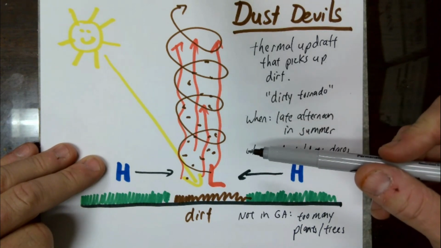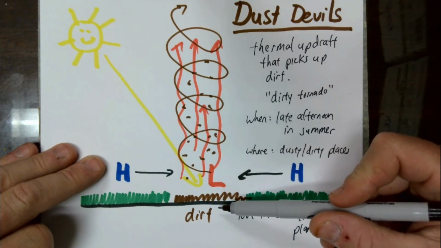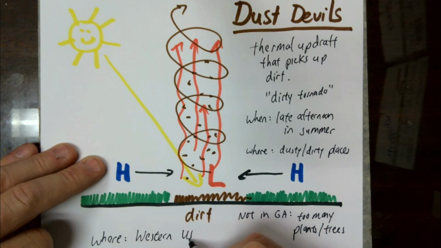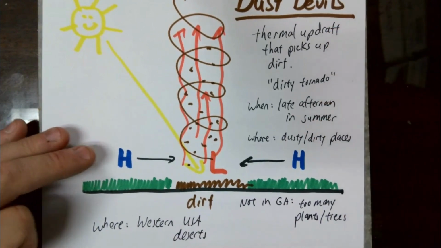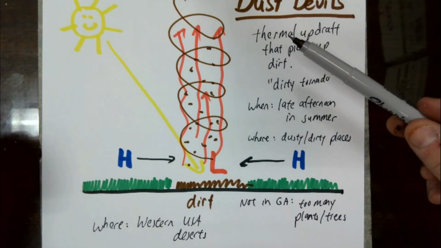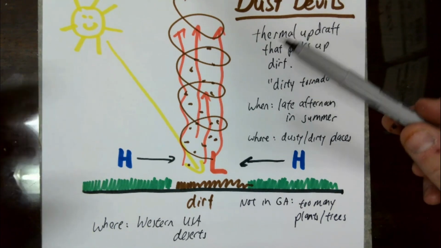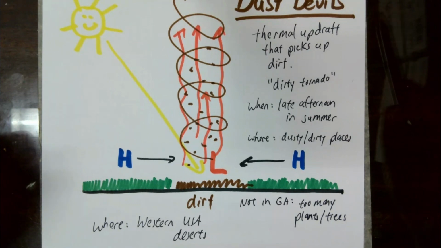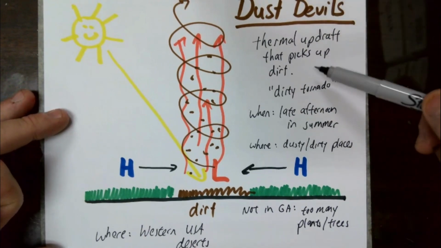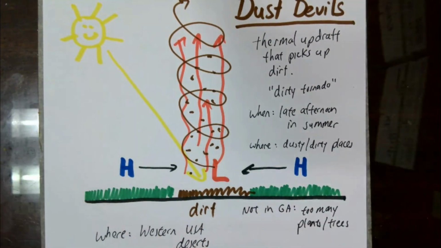Where would you see these things? Well, you see them a lot in the west, because in the western part of the country you have a lot more exposed dirt. You have a lot of deserts. Nevada, Arizona, Utah, places like that. You'll see West Texas. There have been times where I've been in West Texas driving, and I'm looking around and I can count about 20 dust devils at one time. So once again, a dust devil is a thermal updraft that picks up dirt and we can see it.